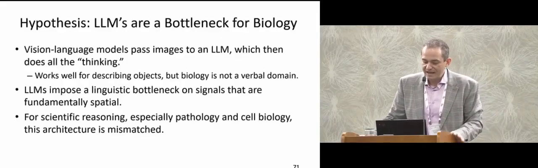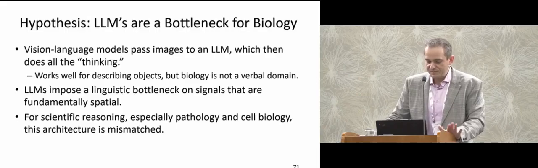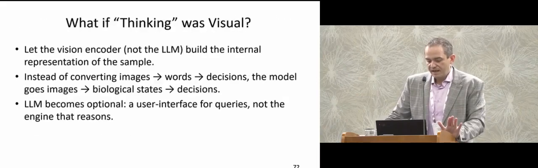Anyways, so I would say LLMs are a bottleneck today as they're built, right? Vision language models pass images to an LLM, then we do our thinking in words. And so I think this is kind of not right. What if the thinking was visual?